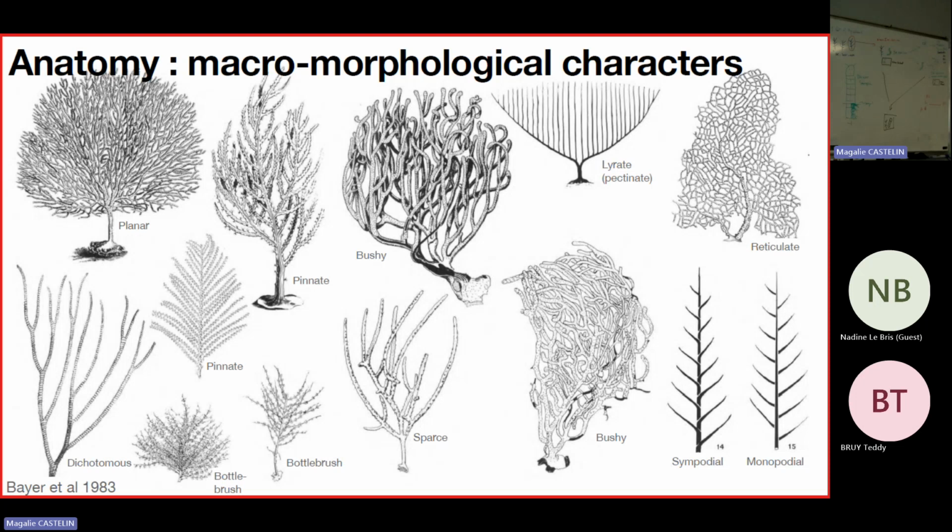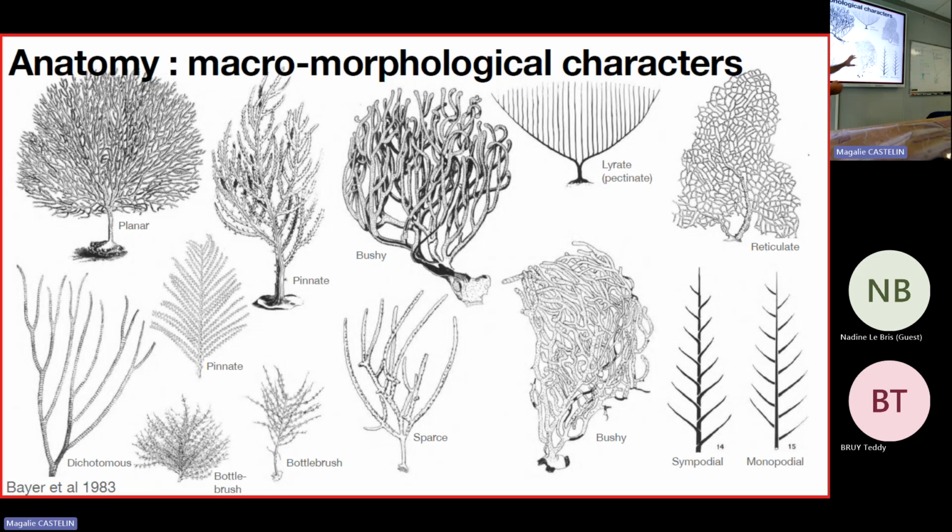The colony can be pinnate, so you have these alternating branches. It can be dichotomous, so you have just bifurcations on the colony. It can be bushy, so this is self-explanatory, but it's different from what octocoral taxonomists call a bottle brush. And in French, I think it's more cure-pipe, you know, the thing you use to clean your pipe, if you have a pipe. But yeah, a bottle brush, if you have a baby and you need to clean the water bottle, the milk bottle. Sparse branching, rare branching.